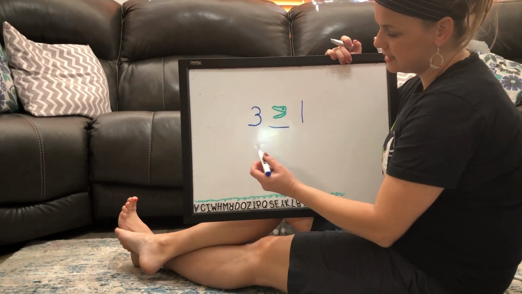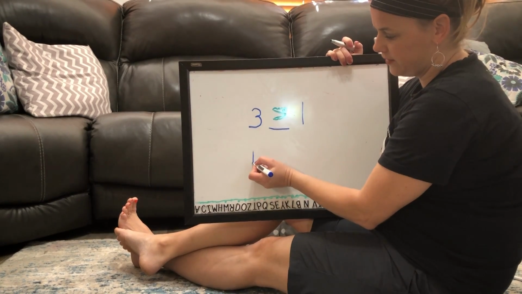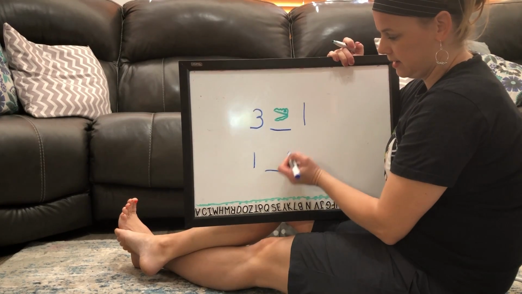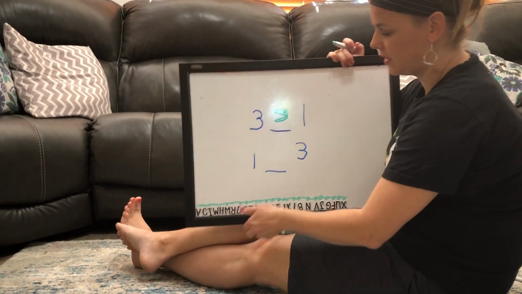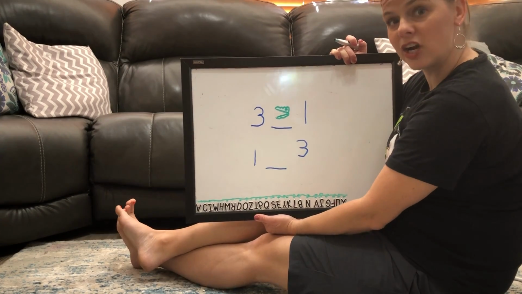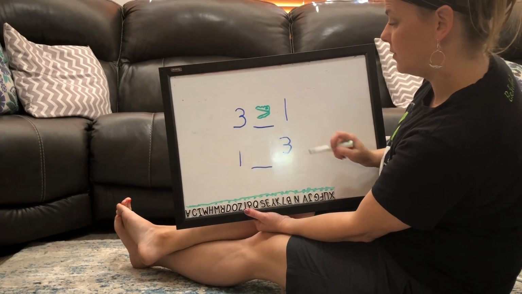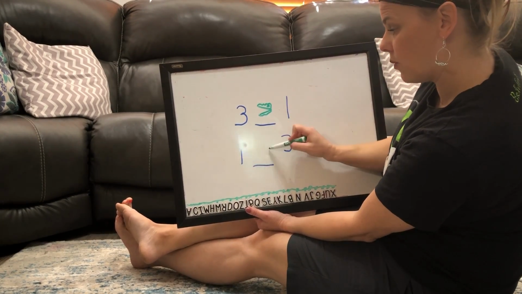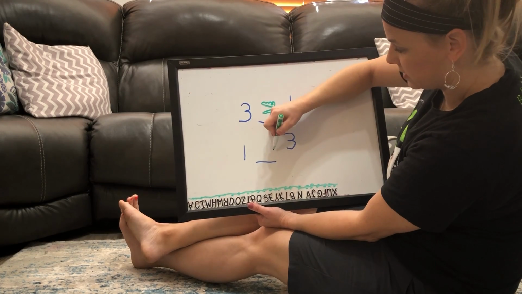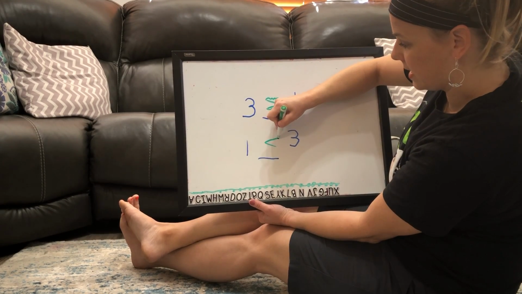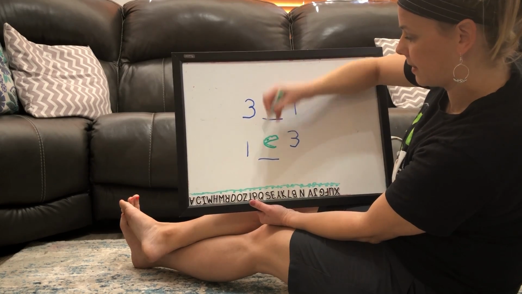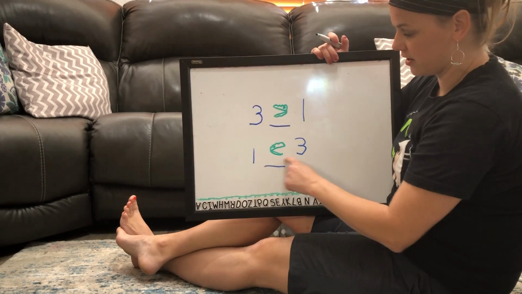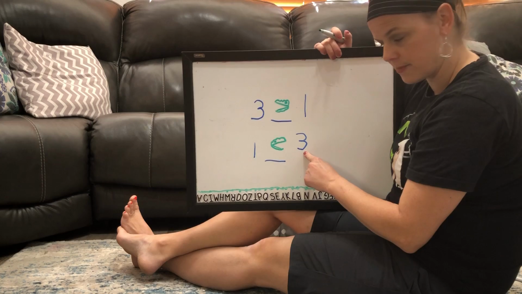Well, let's switch these numbers around. What if it said 1 and 3? Which way would the greater gator go? Would it still be going towards the 1? Now it's turning and it's going this way. So our greater gator is going towards the bigger number, 3.